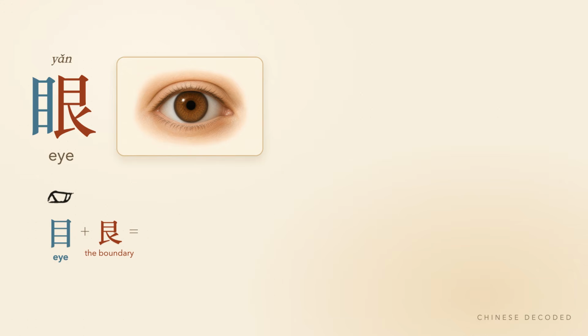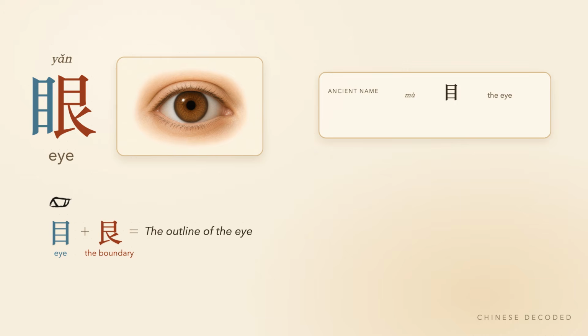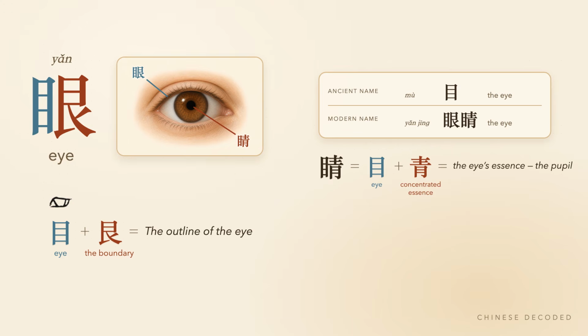眼: the eye pictogram plus the boundary, the outermost of the eye frame. The ancient name for the eye was mu. Yan is its modern name, referring to the eye by its outline. Another modern name for the eye is 眼睛, by describing the two components of the eye. Yan is the outline. 睛 is what sits at its center. 睛 is the eye pictogram plus 青, the concentrated essence. The essence of the eye, the pupil. And the ancient mu draws the same shape, a frame, with the pupil inside. Mu draws it. 眼睛 describes it.